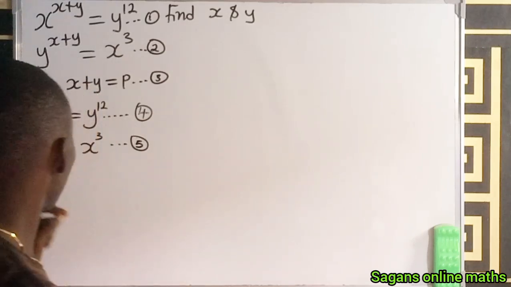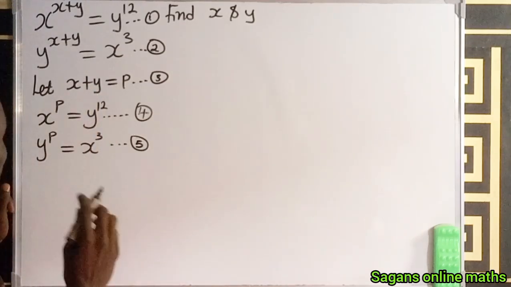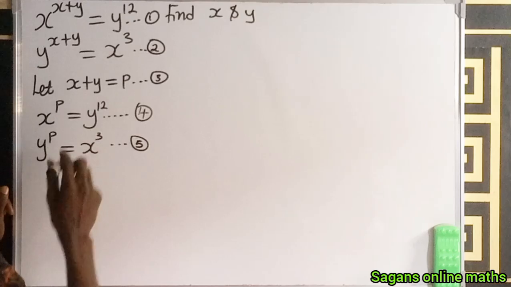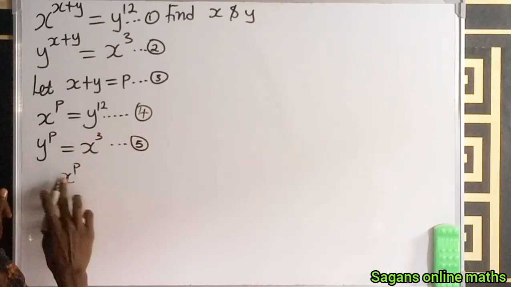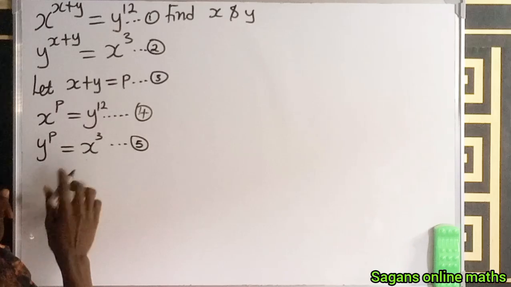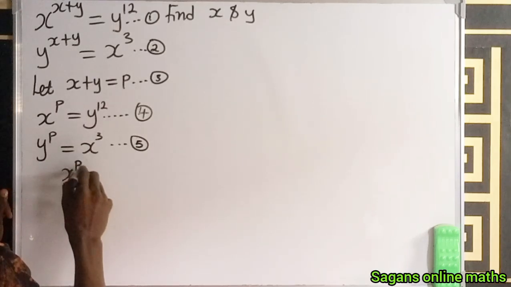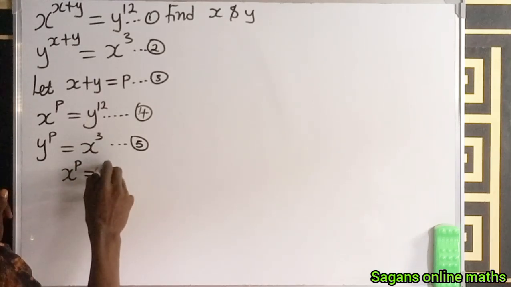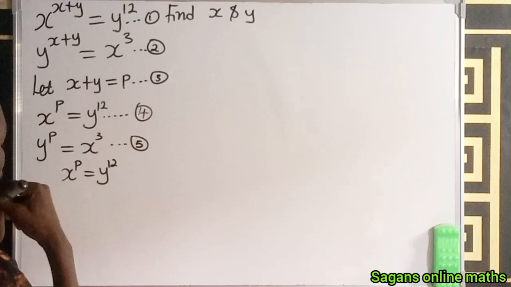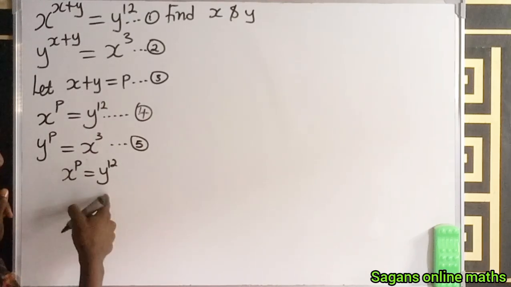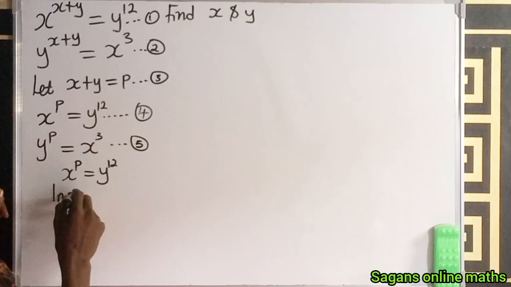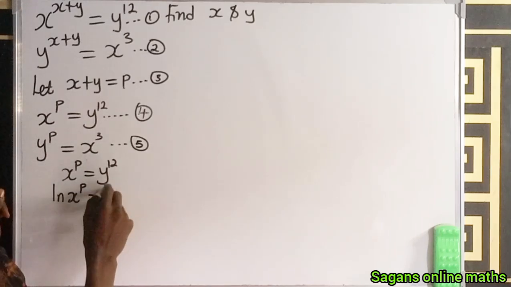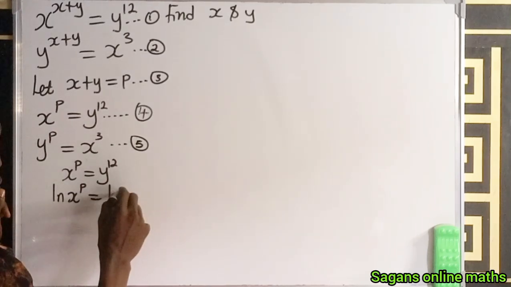Now at this point, let's consider equation 4, which is x to the power of p equals y to the power of 12. Now let's take the natural logarithm, ln, of both sides. That means ln of x to the power of p is equal to ln of y to the power of 12.